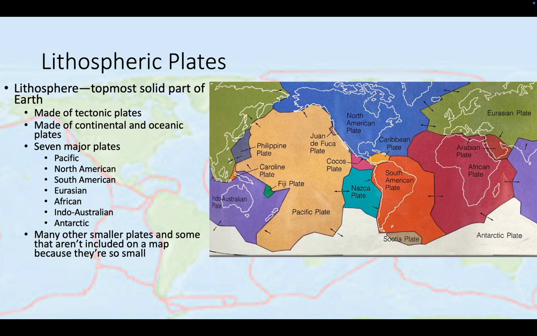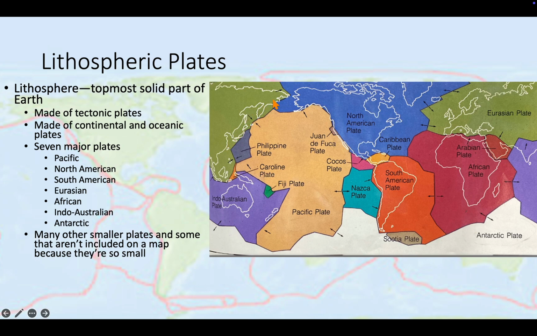Whether the plate has land on it or whether it has ocean above it, that determines what type of plate it is. There are 7 major plates. There's the Pacific, North American, South American, Eurasian, African, Indo-Australian, and Antarctic. Notice that they're named after basically the areas where they're at. Here's Australia. This is the Indo-Australian plate. The North American plate has North America in it.